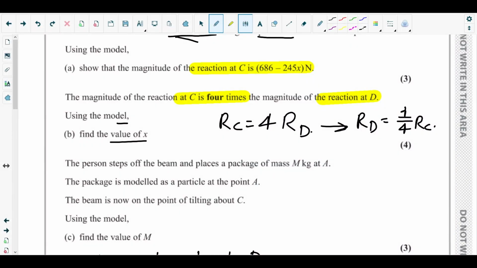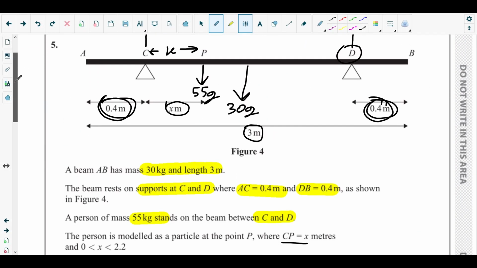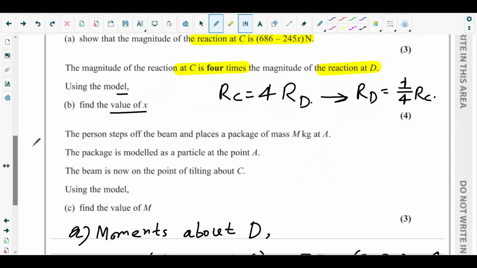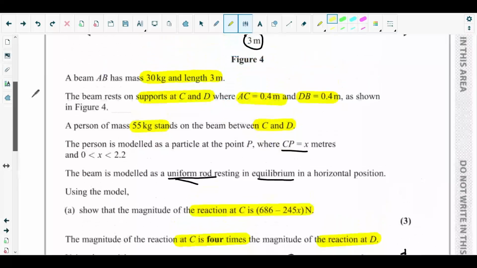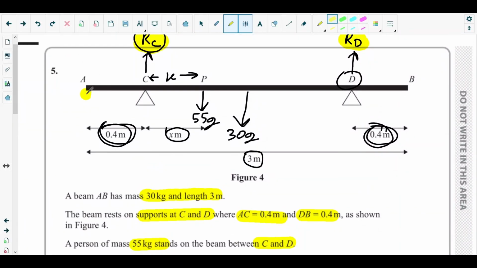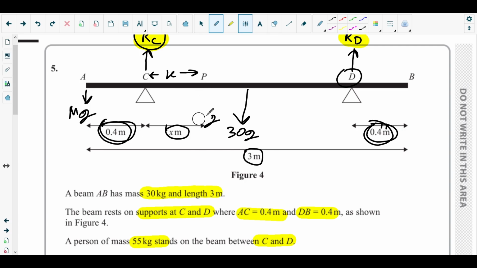So next is part C. The person steps off the beam and places a package of mass m kg at A. So the person is getting off the beam and now placing a package of mass m kg at A. Where is A? Okay, the mass is coming here. This is mg. Now 55g disappeared.